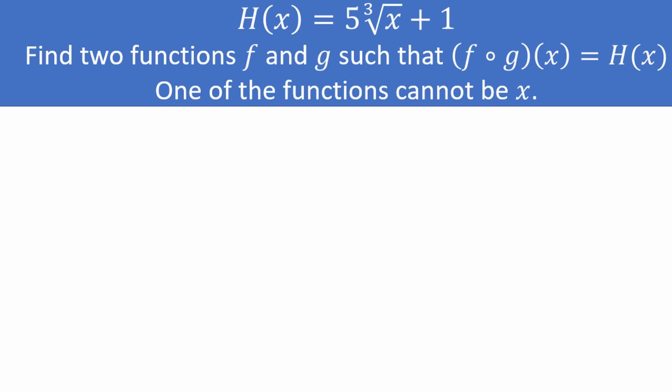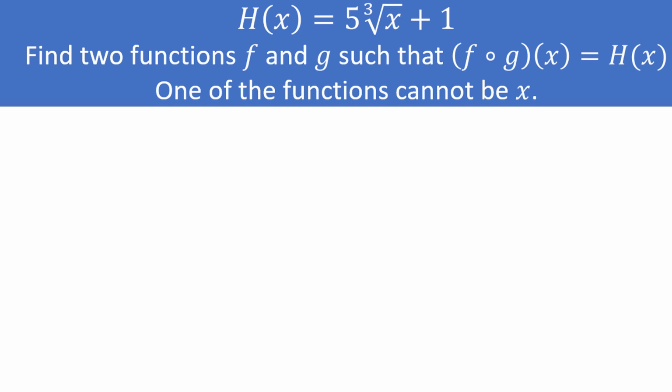We have h of x is equal to 5 times the cube root of x, plus 1, and we want to find two functions whose composition is equal to h of x. And let's say that we can't let one of the functions equal x, sometimes called the identity function. So what can we use for f of x and g of x? You might have to just guess and check to see if something works.